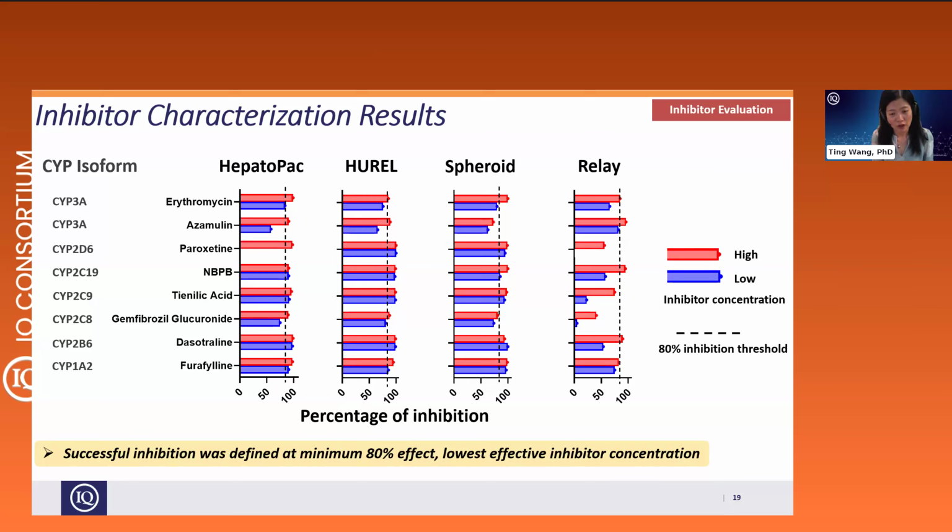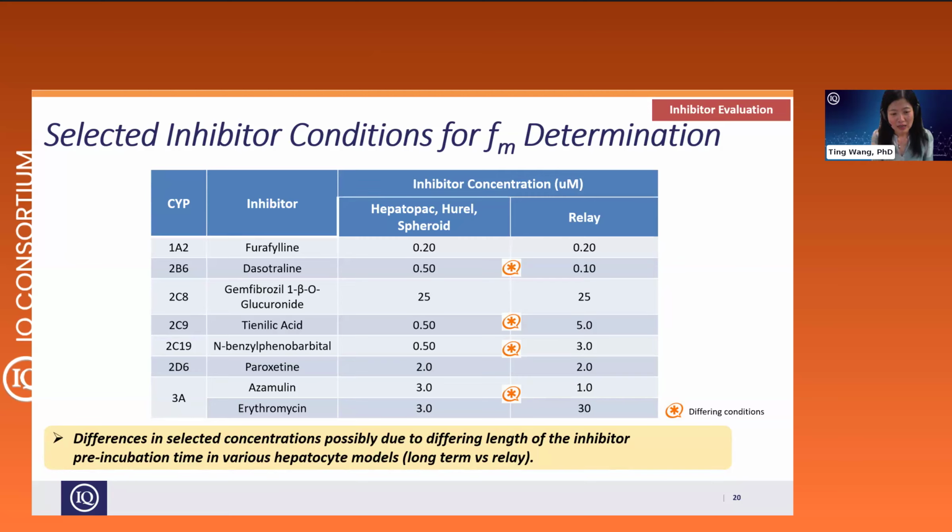This is a table showing the selected inhibitor conditions for the next fm determination. Highlighted here is the difference in inhibitor conditions between the 3 long-term culture systems and Relay. The difference in those selected conditions is due to the different lengths of the inhibitor incubation time in the various hepatocyte models. And with that, I will hand over to Chuck for the next session. Thank you.